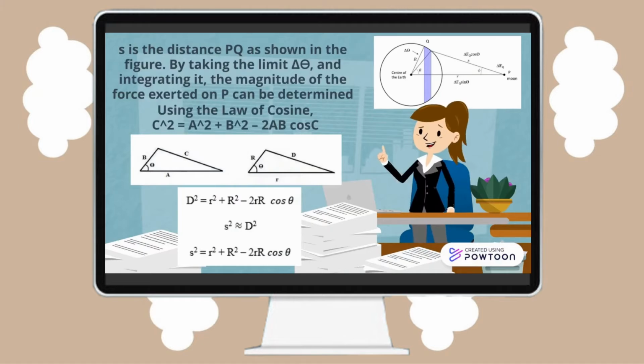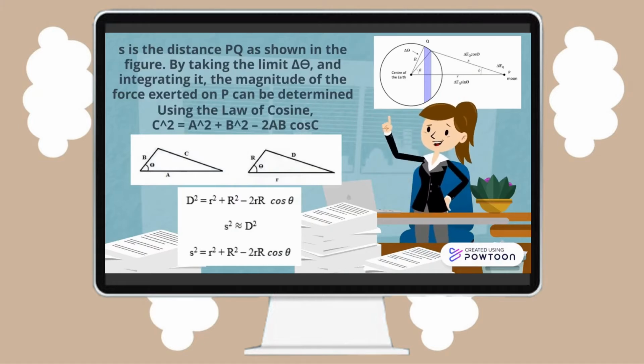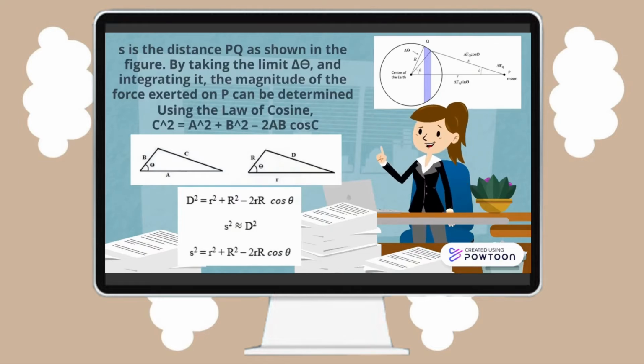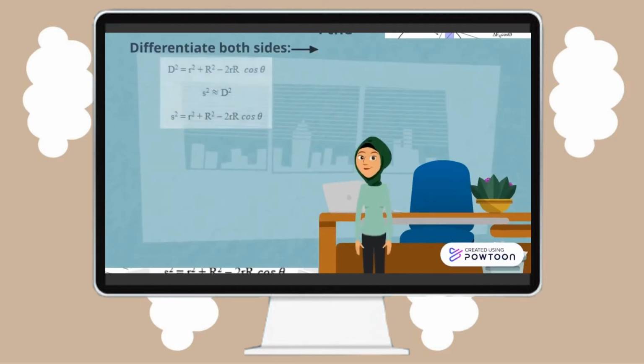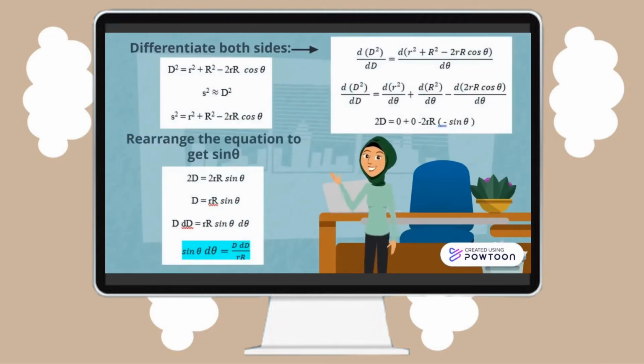Using the law of cosines, we can know the equation that is d squared equal to r squared plus R squared minus 2rR cos theta. S squared is also equal to d squared. Next, we will have to differentiate both sides and rearrange the equation to get sin theta.